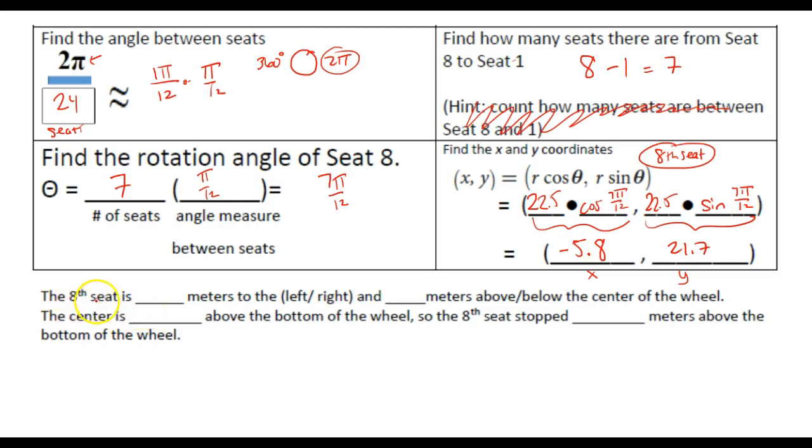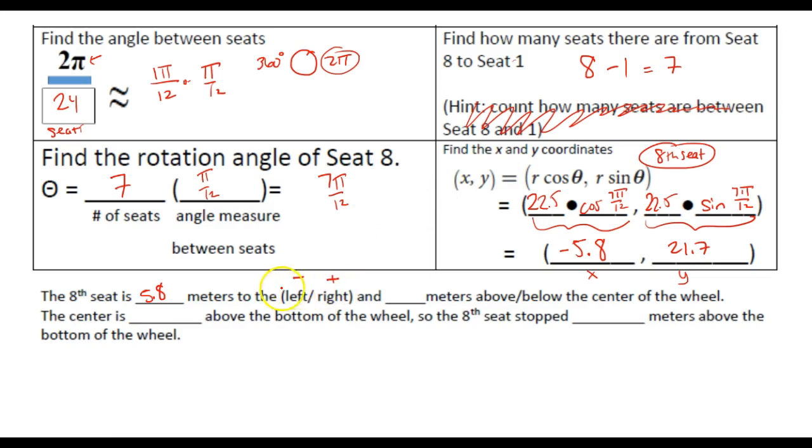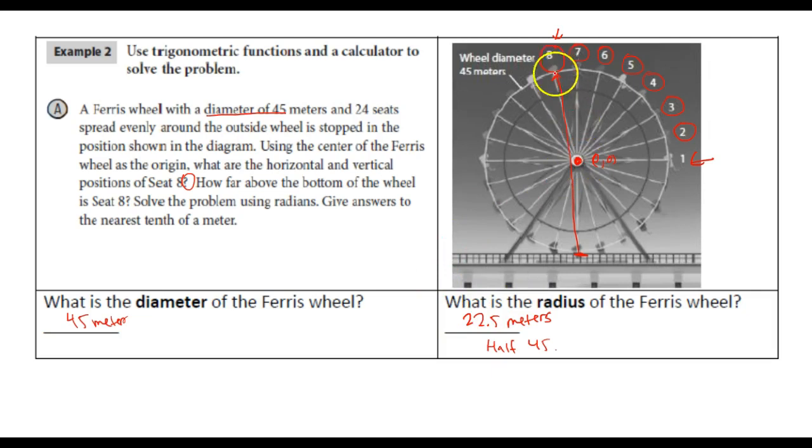It says that the 8th seat is, well, left or right is going to be our x value. So it's about 5.8. Now because it's negative, is it going to be left or right? And you can actually see from the picture, it's on the left side. And here it's going to be about 21.7 meters for our y value, above or below the center of the wheel. Well, even though that's positive and that's negative, we can kind of see that yes, the 8th seat is actually above the center.